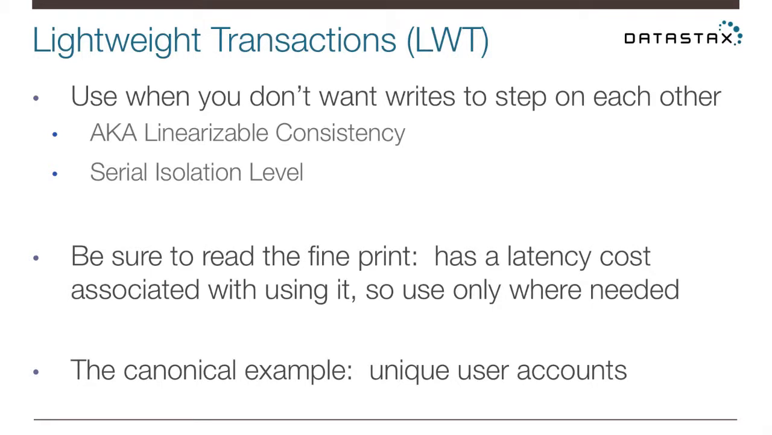A canonical example that we always give for what you would use lightweight transactions for is unique user accounts. So you've got people signing up for a website, and they're going to put in a username, and we want to make sure that if for some reason two users were both trying to get the same username at the exact same time, we don't have 2 people sign up with the same username, or the same email address or something like that, right? So that's the example that we always use when we're talking about this.